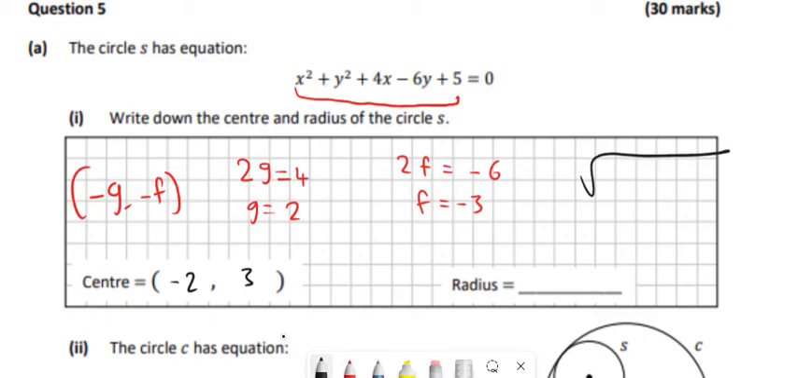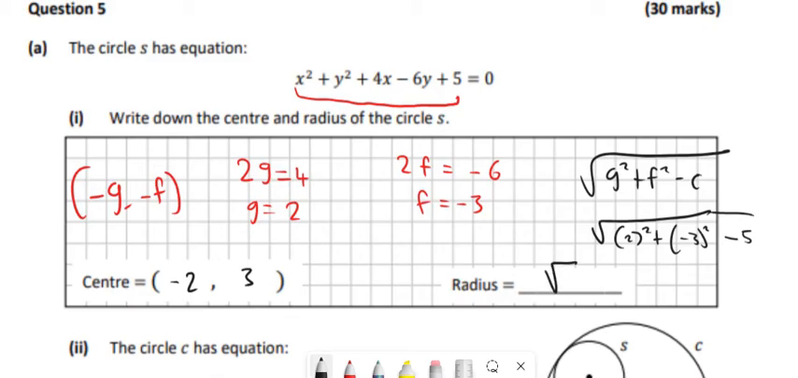And then to get the radius, we're going to use the square root of g squared plus f squared minus c. That would be 2 squared plus minus 3 squared minus 5. And we end up getting root 8. I think when you simplify that, it's 2 root 2, so one or the other doesn't matter.